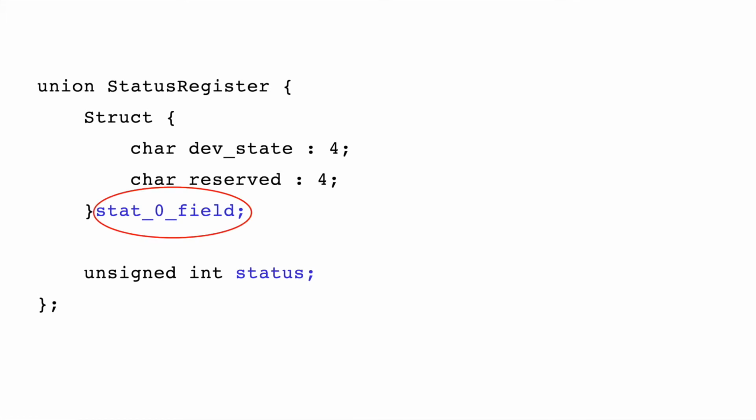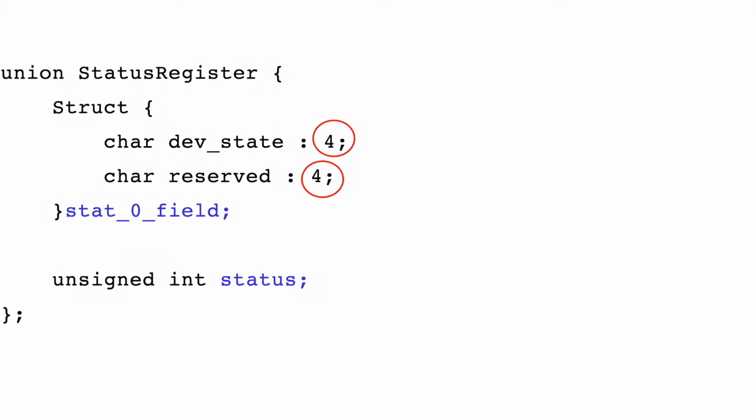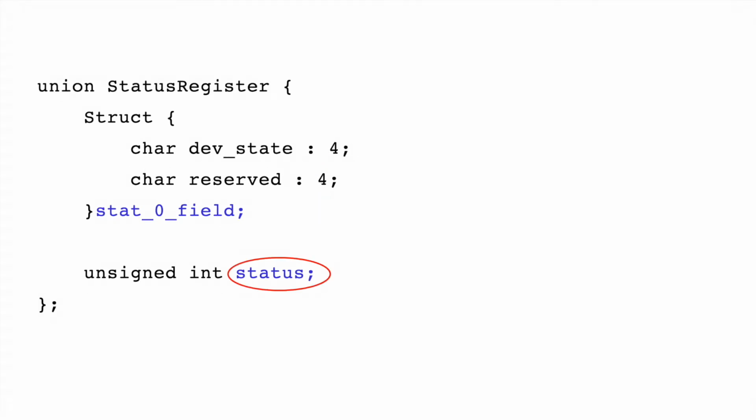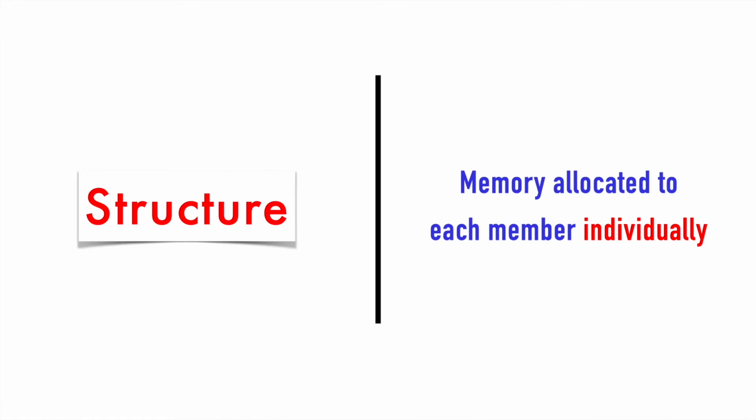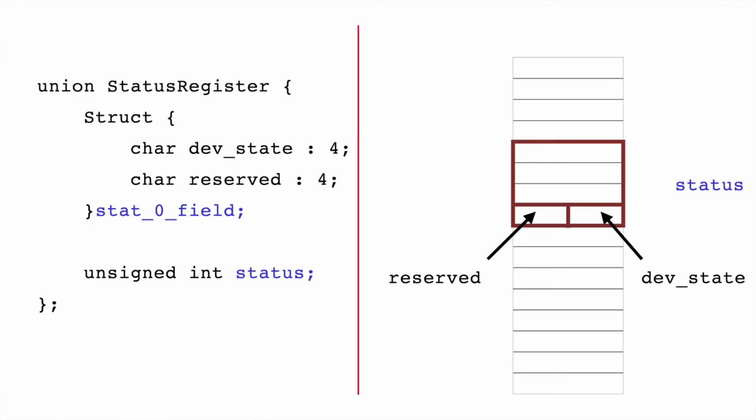First one is a structure named stat0 field, which again has two members inside, each of 4 bits. And the second member is status of integer data type. As per the structure memory allocation concept, separate memory is allocated to each member. Here in this example, the structure has two elements, device state and reserved field, each of 4 bits. So, a total of 8 bits, meaning 1 byte of memory, would be allocated to this structure.